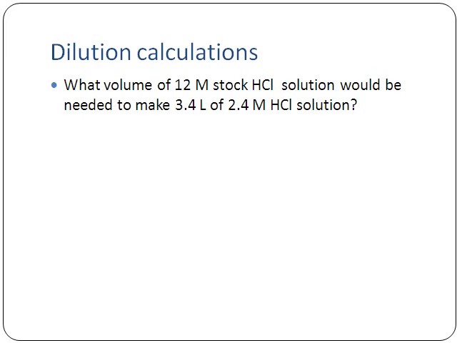So in this case right here, we have: what volume of 12 molar stock hydrochloric acid solution, HCl solution, would be needed to make 3.4 liters of a 2.4 molar HCl solution? So first step here is we said we want to write out two equations. And so the first one, we have a 12 molar solution. And in the second one, we have a 2.4 molar solution. Okay. Now, once again, we remember that our definition of molarity was moles of solute over liters of solution.